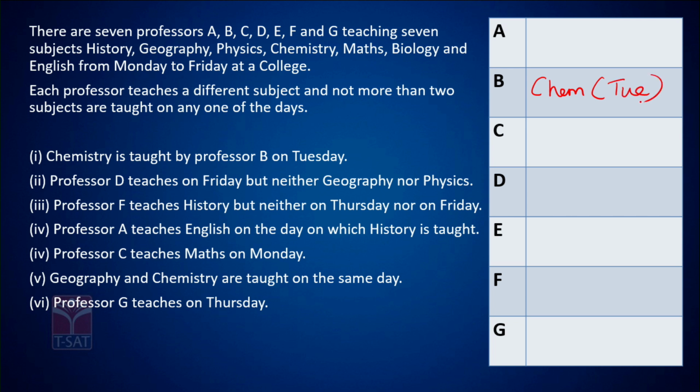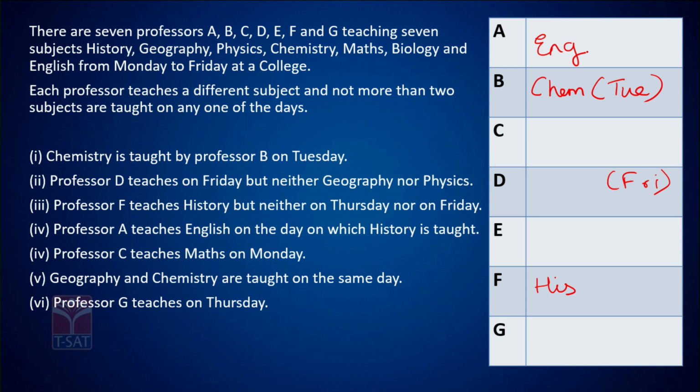Okay. Second one says Professor D teaches on Friday but neither geography nor physics. So we do not know what D teaches, but we know that he teaches on a Friday. Okay, F teaches history but neither on Thursday nor on Friday. So F teaches history. Let's keep the day like that right now. A teaches English on the day which history is taught. Okay, so A and F teach on the same day and A teaches English.